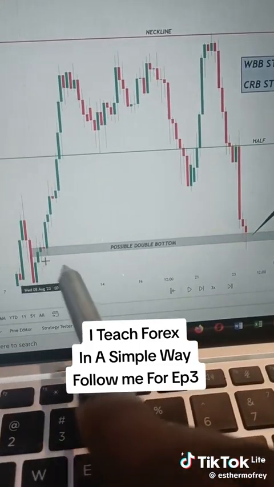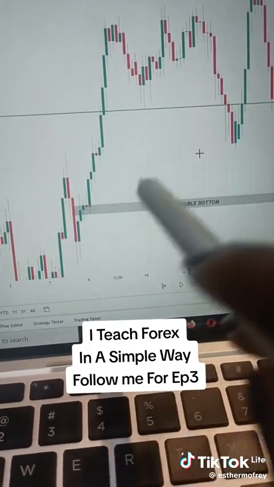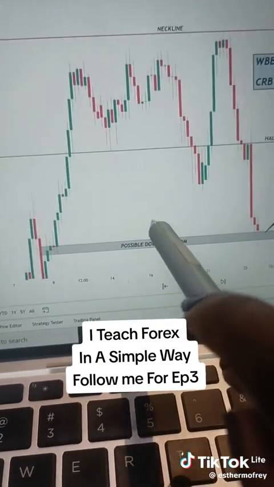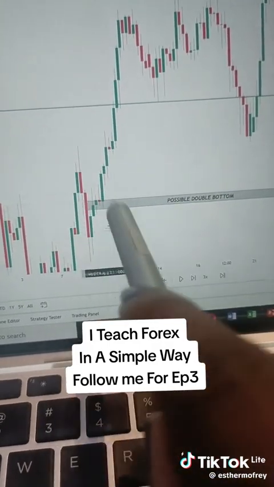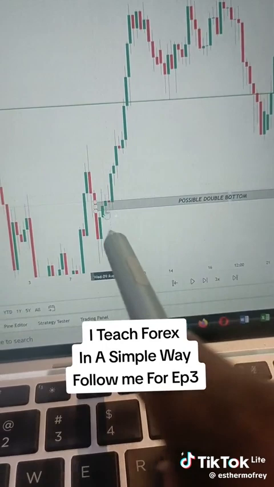So we have our possible double bottom. And how is a possible double bottom created? A possible double bottom is created when we have a current support. You can see there was a support created.